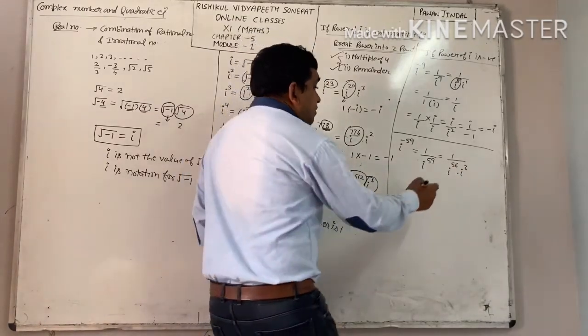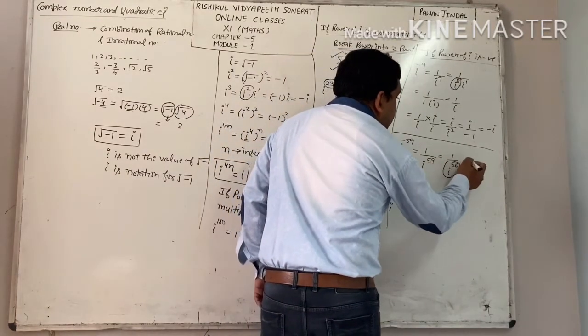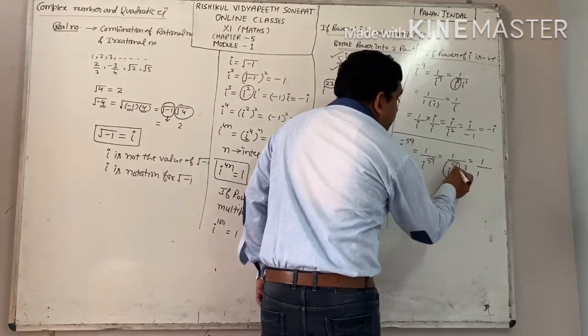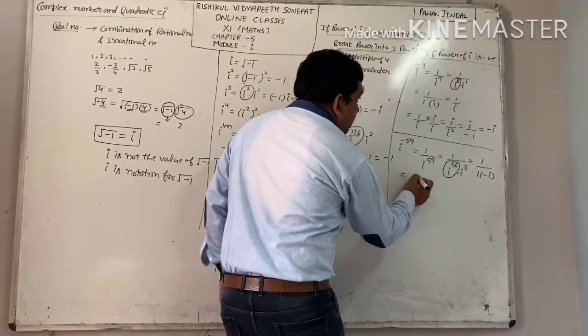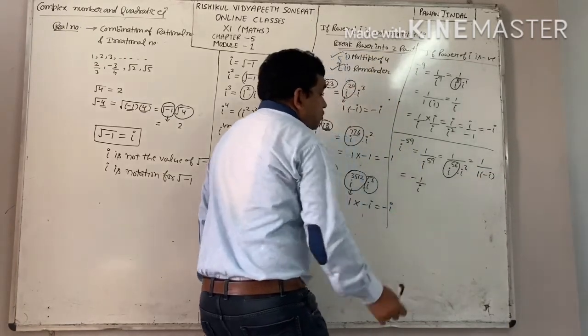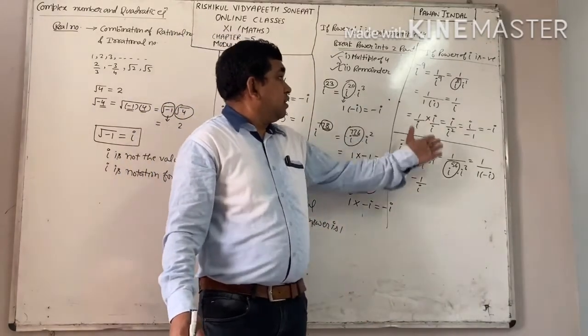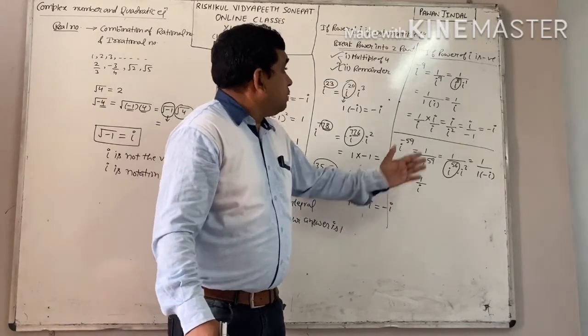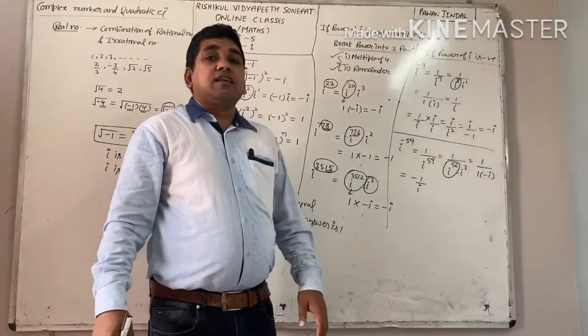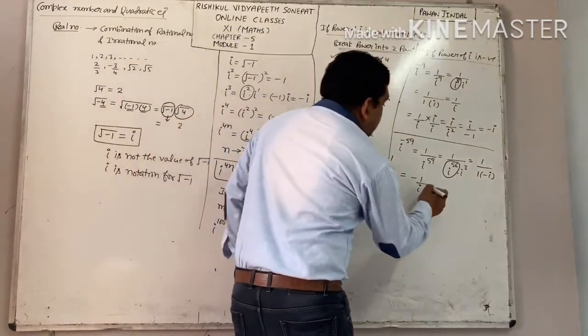Now what is the balance? 56. Now the value of iota raised to power 56 is 1 because the power is a multiple of 4. Iota cube is minus iota. Your answer is minus 1 upon iota. Same problem we are facing. What is the problem? The problem is that there is an iota term in the denominator. That's why you will rationalize it.